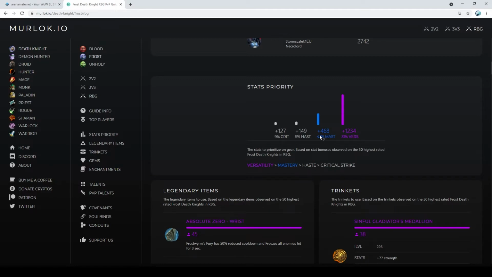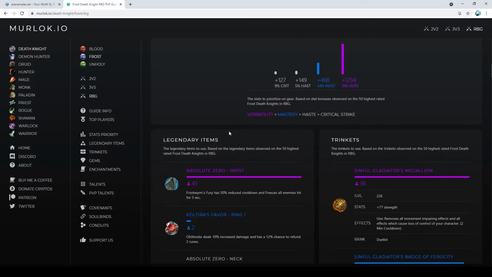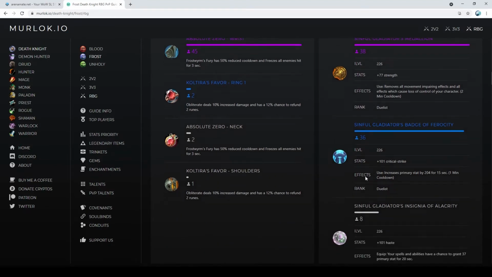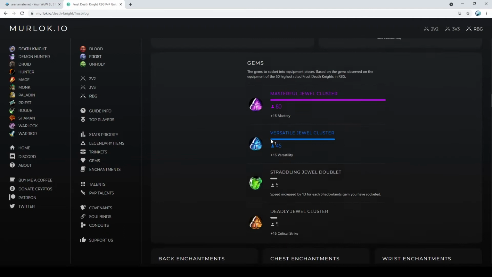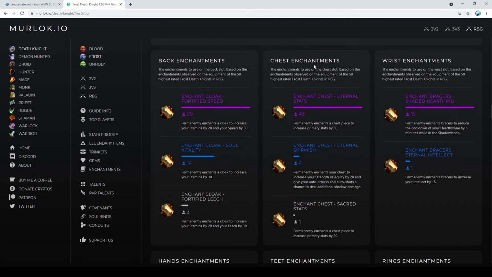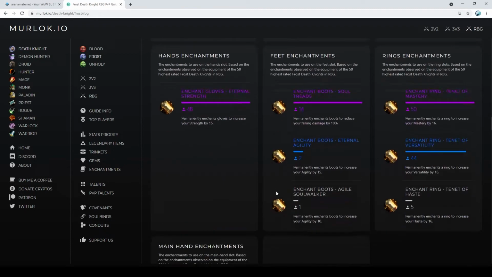So when I'm going over to the vendor, and I'm looking at all the stats, I want to make sure I'm getting the mastery pieces on the pieces I can. Alrighty, so you come down here, you can see what legendary they're using. Almost every single DK is using the Absolute Zero legendary. It shows me what trinkets they're using. It shows me what gems they're using. Enchants, the majority, for each spot, chest, back, wrist, everything.